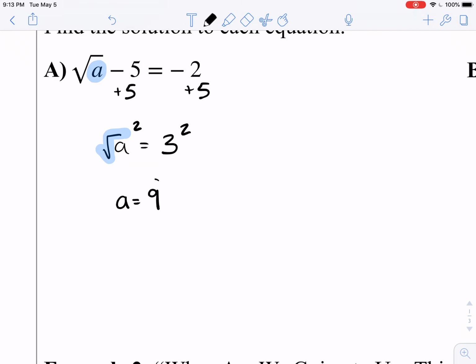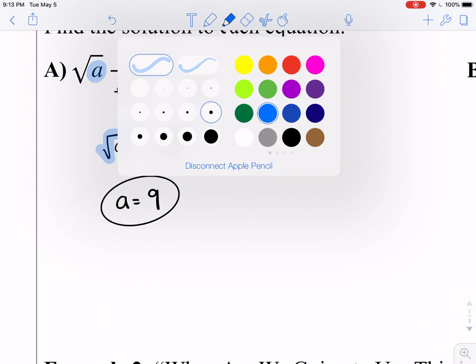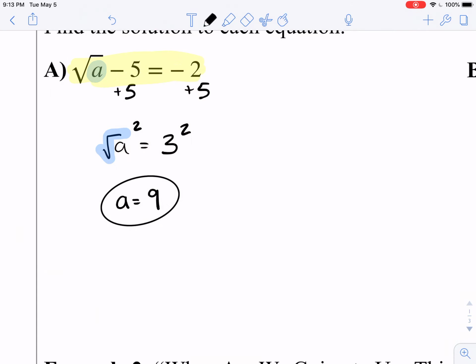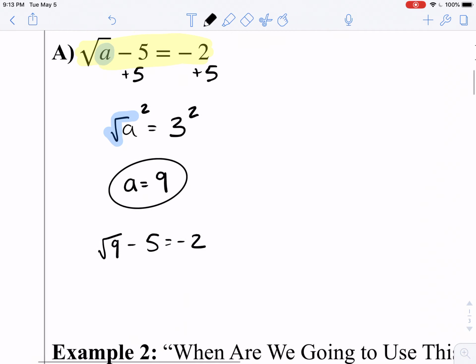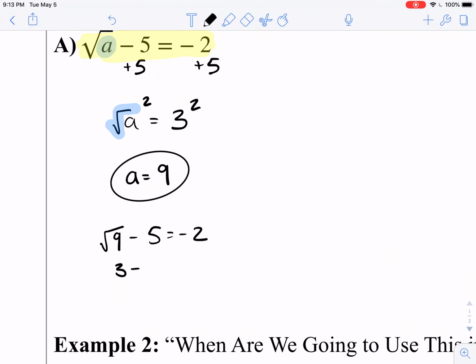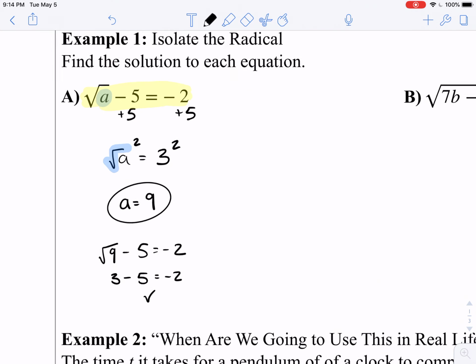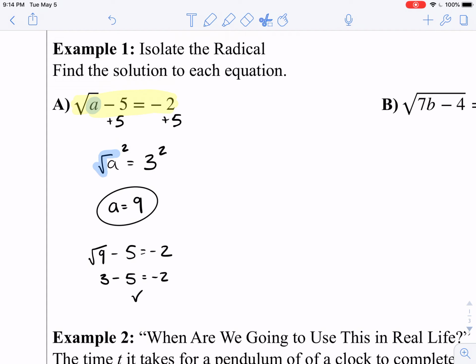That's it. Let's go ahead and check our work. We look back at our original equation, and our original equation said the square root of a minus 5 equals negative 2. So instead of a, let's go ahead and plug in our 9 in there. The square root of 9 minus 5 is negative 2. Well, let's check. The square root of 9 is 3, and 3 minus 5 is in fact negative 2. So yes, that works. We did it. Sweet. So again, we undo what's happening to our variable, so we get a radical expression all by itself. We squared it, and we found our answer.